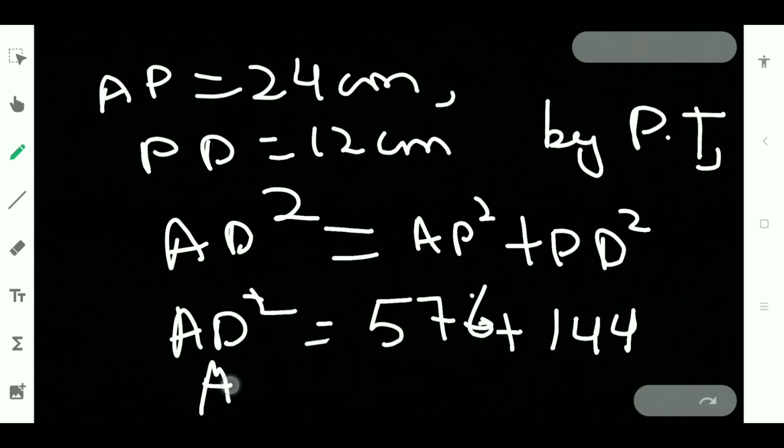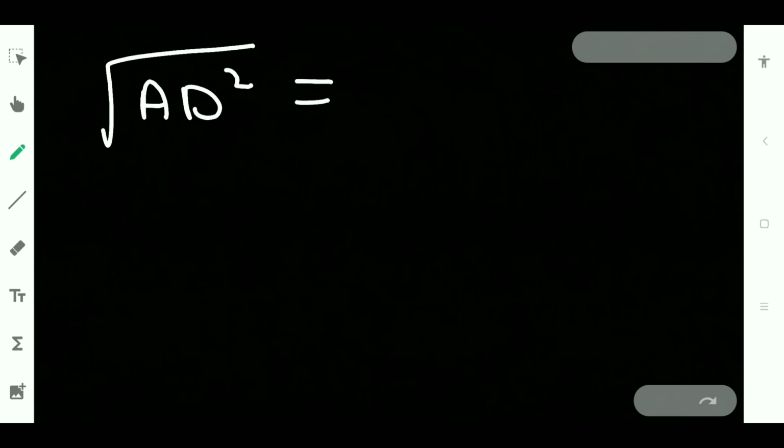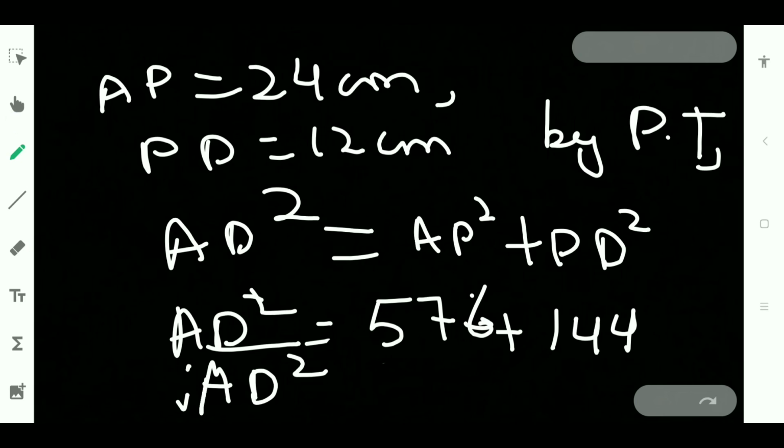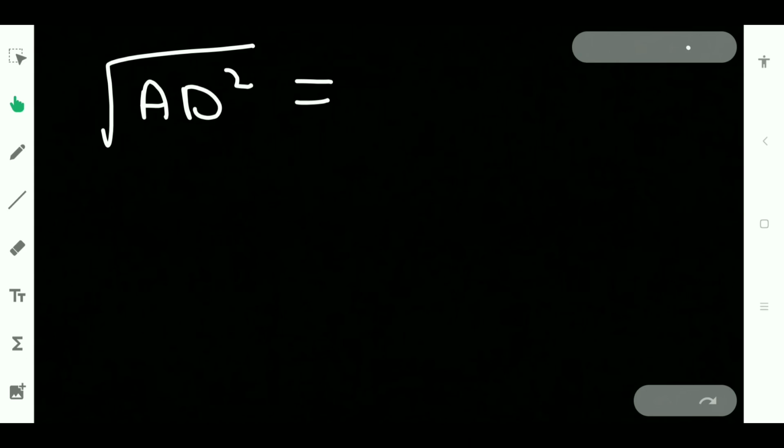Now AD we have to find. For that, do square root on both sides. AD square is equal to 576 plus 144, you are getting 720, and AD is nothing but root of 720.